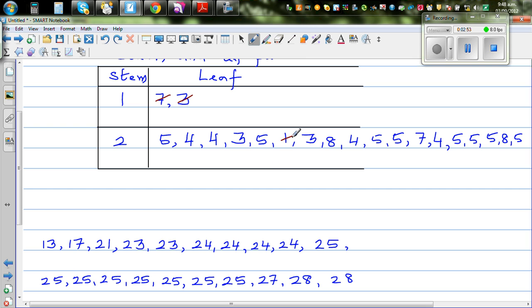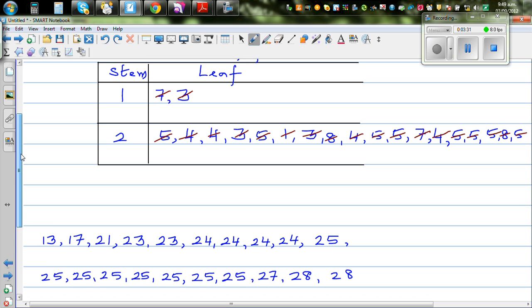Then you have 21. How many 23s are there? 1, 2, so two 23s. How many 24s? 1, 2, 3, 4, there should be one more, yes, four 24s. How many 25s? 1, 2, 3, 4, 5, 6, 7, 8. You should have eight 25s. Then there is a 27 and two 28s.